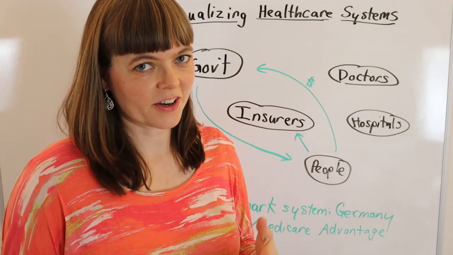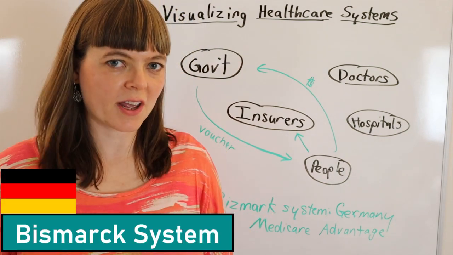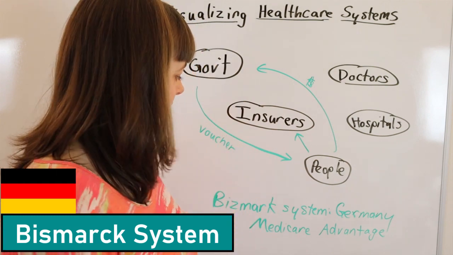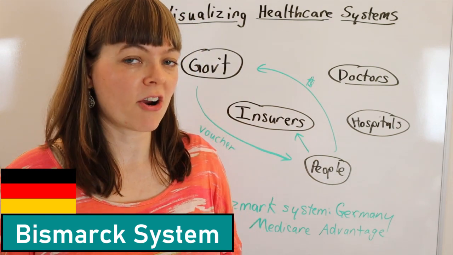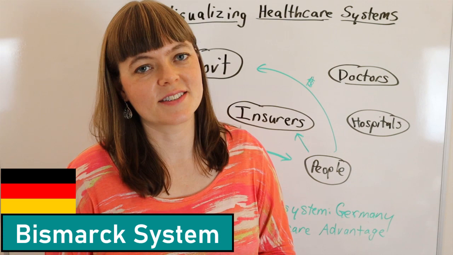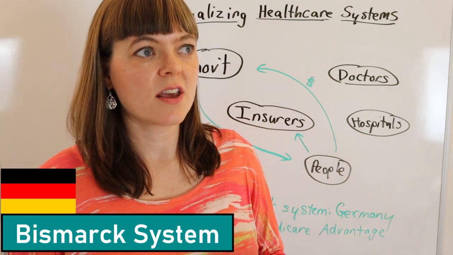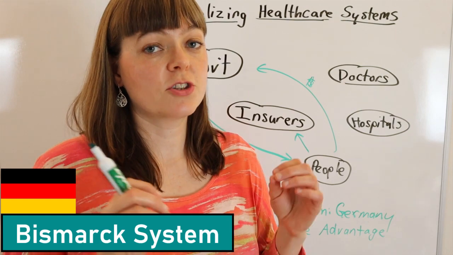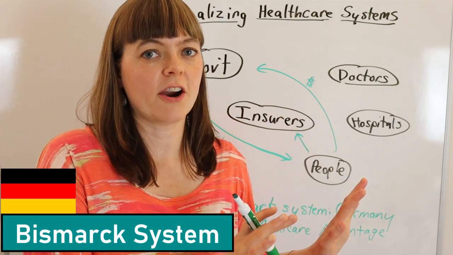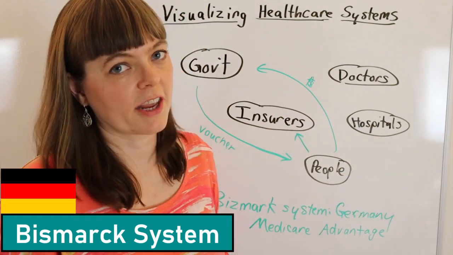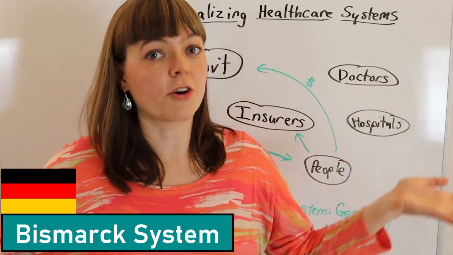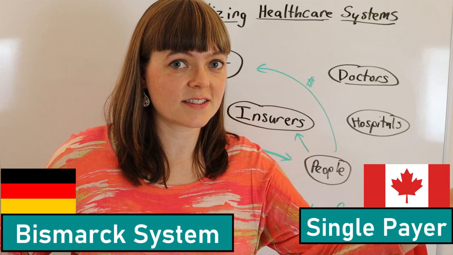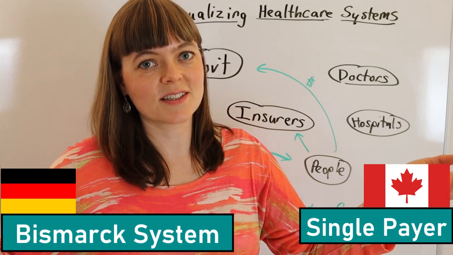Alright, the third healthcare system we're going to look at is the Bismarck Health Care System. This is the healthcare system in Germany, and it's also the way Medicare Advantage works in the United States. And of course, Medicare Advantage is what people over 65 can get if they choose to opt out of traditional Medicare and opt into Medicare Advantage. So basically, if you're over 65 in the United States, you get to choose either Canada's system or Germany's system, whichever you prefer.